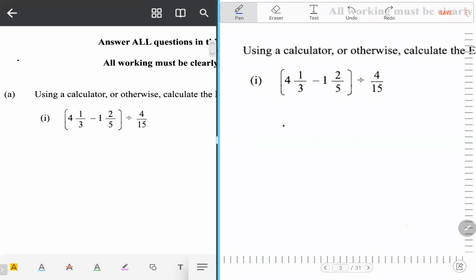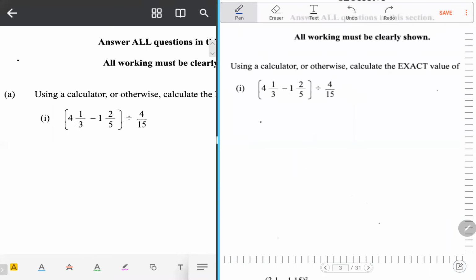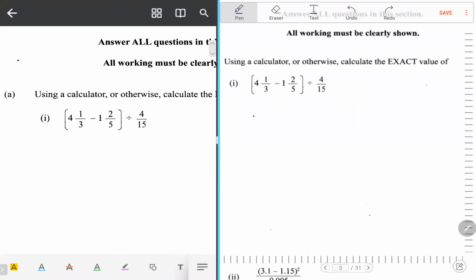All right, so the question says use a calculator otherwise to calculate the exact value of this thing. But the important thing here is that we have to work out what is in the bracket first. All right, and then remember that when you divide by a fraction, you can invert and multiply. So first you want to get rid of those mixed fractions and write them as improper fractions. It's kind of easy when you do it that way.